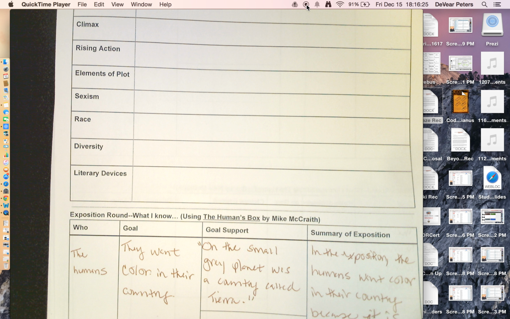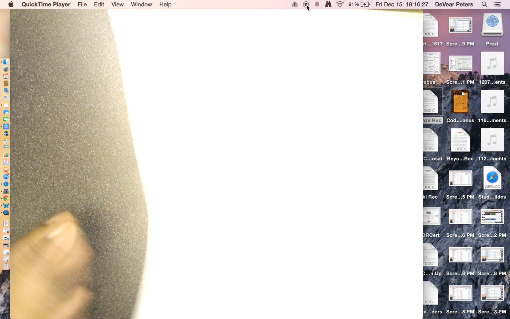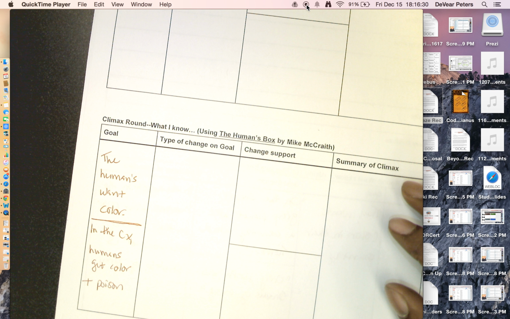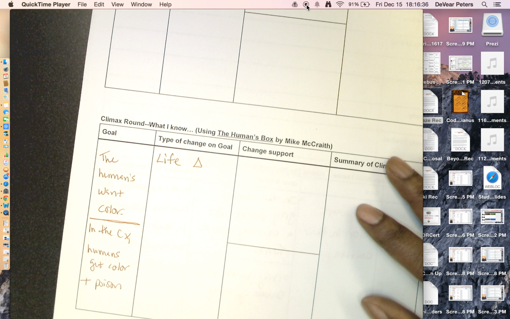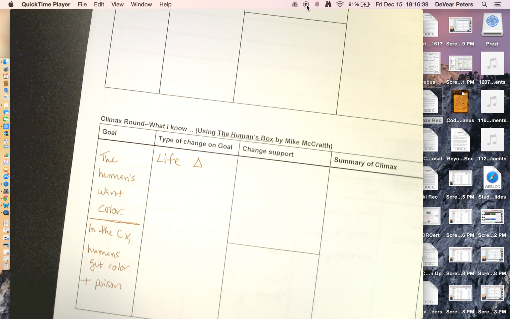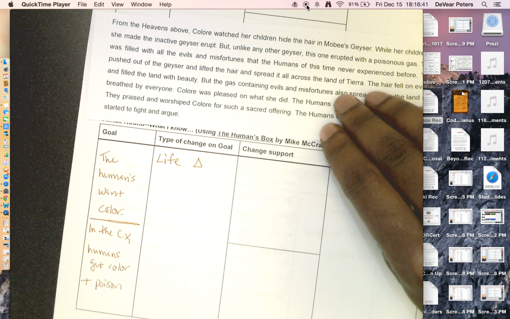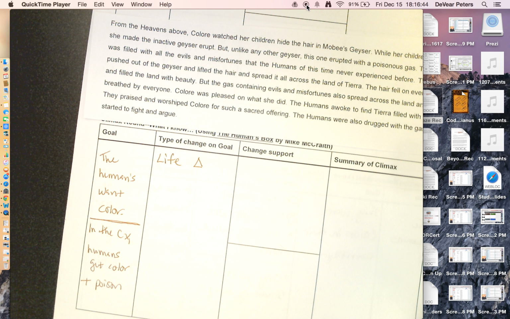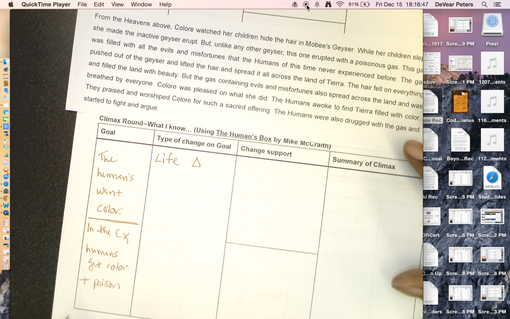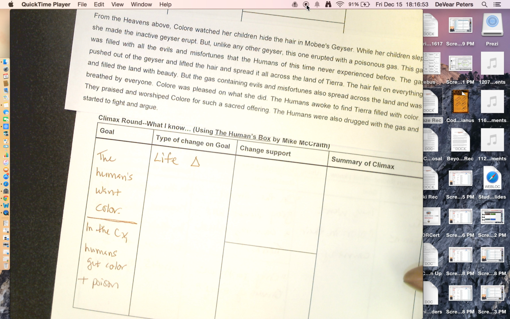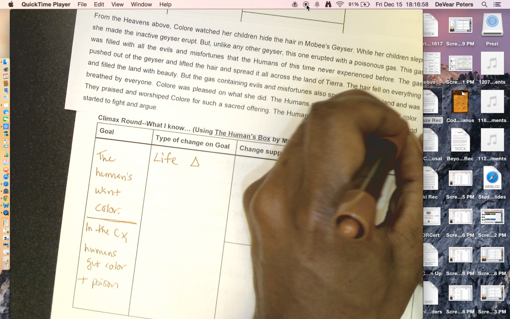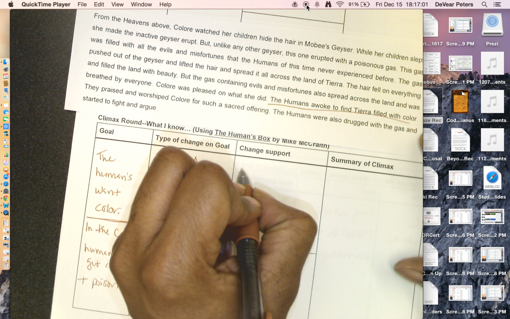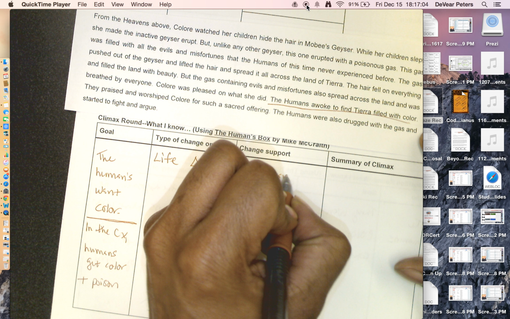And so if it's a life here, more than likely, it's probably going to be a life here. So I will put a life change here. And then what in our climax supports that there was a life change? In this case now you can just think that they got their color and that there were poison involved. So one thing to show there was a change is that it says that the humans woke to find Tierra filled with color. I'll put that here.